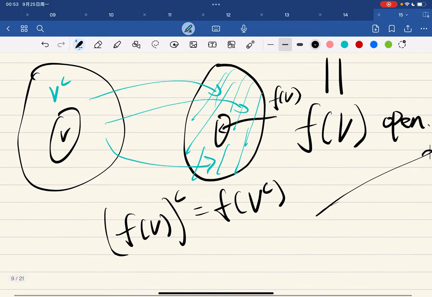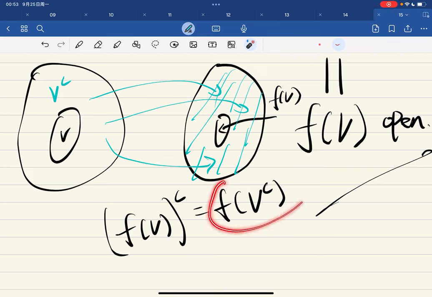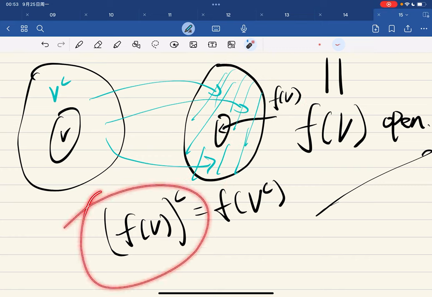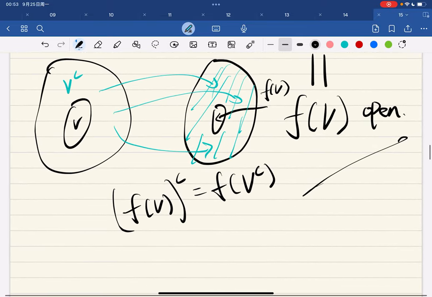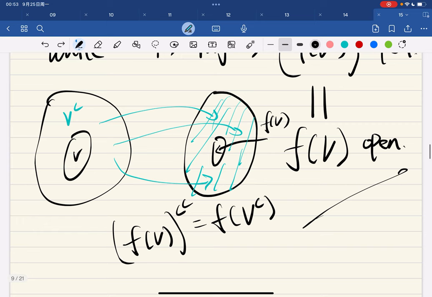Which means that f of vc, these parts, are the complement of f of v. So it's this, right? A vc, and you take a complement again, right? Of a vc, take a complement. And this, you can take a complement. This disappeared. Right, now we're good.